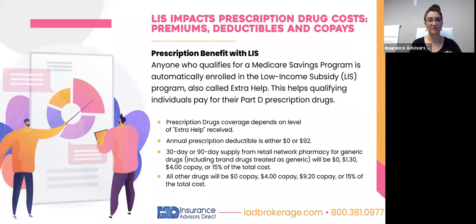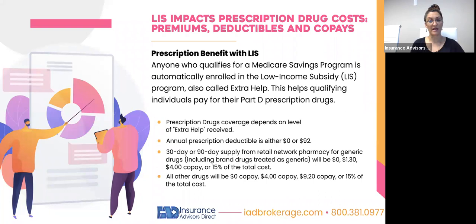So I made it simplified, just what a broker needs to know. And keep in mind that if they are getting extra help, it all depends on the level of their qualifications, their income levels. Annual prescription deductibles can go anywhere from $0 to $92, depending on the carrier. So you want to reference those costs.